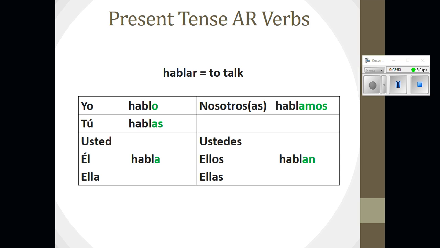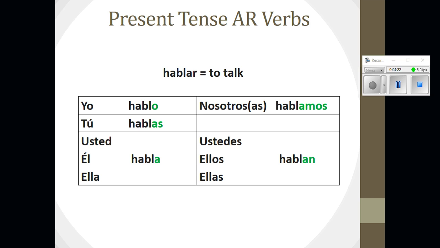So we have yo hablo. So notice what we've done is we've dropped the AR and added O because yo is the subject. Yo hablo means I talk or I speak, okay? Tú hablas, we've dropped the AR and added AS, okay? Tú hablas means you talk or you speak. Usted, él, ella all have the same form, okay? We've dropped the AR and added A, so habla. Usted habla, you talk. Él habla, he talks.